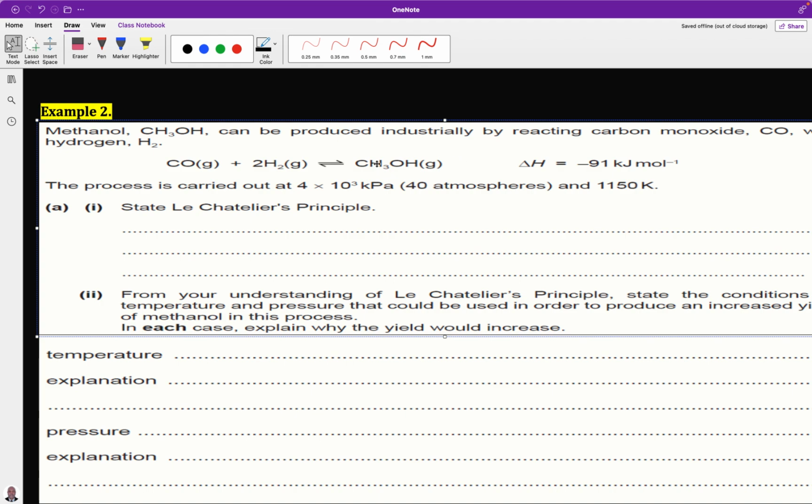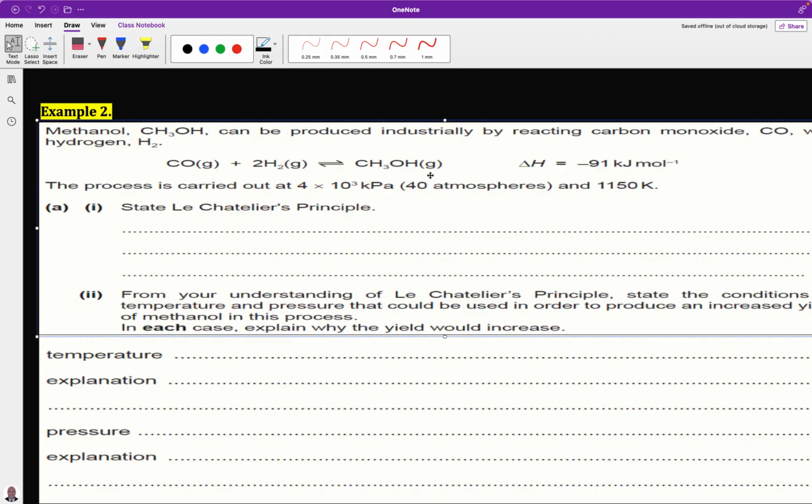Now, it's a gaseous reaction. It's an exothermic reaction. Now we have on the left 1 mole plus 2 moles, so 3 moles of reactants, and there's just 1 mole here. Since it is an exothermic reaction, we must do what? We must decrease the temperature. An exothermic reaction will favor the production of methanol. Therefore, decreasing the temperature will favor more methanol.